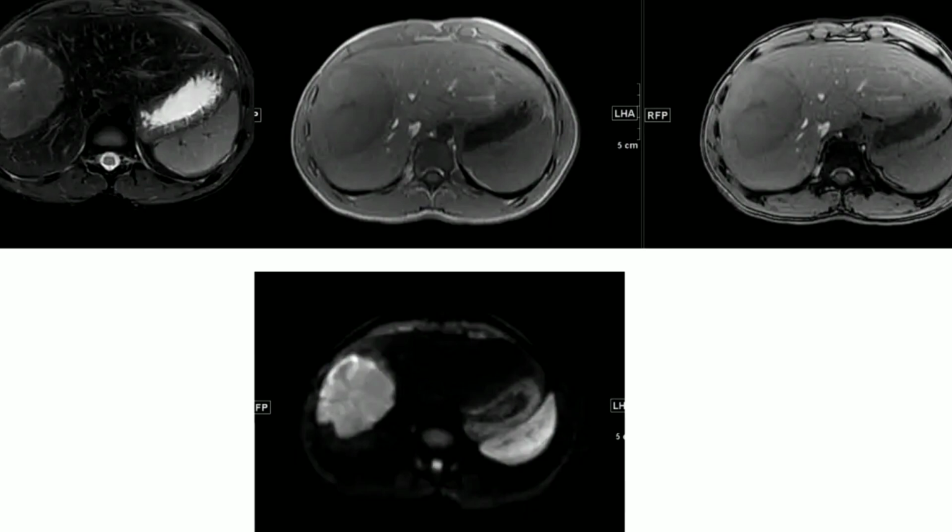No, ma'am. FNH is typically very subtle. Iso or slightly bright on T2, which is not seen in this case. Iso on T1 or slightly dark, not seen in this case. Usually it can be seen as bright on diffusion at the low b value, but as you go to the high b value, it should not restrict like this. See, it's similar to the spleen. It's significantly restricting, indicating it's a hypercellular lesion.